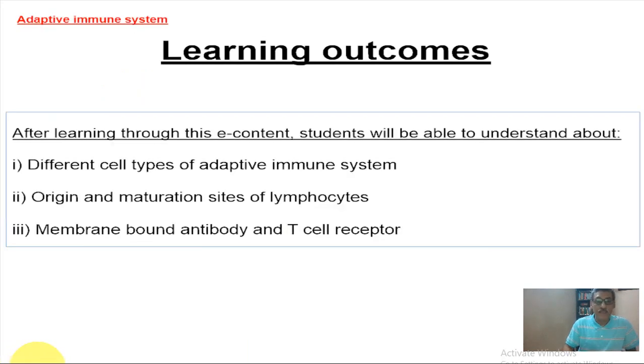In this lesson, we'll be learning about different cell types of the adaptive immune system, their origin and maturation sites of the lymphocytes, and membrane-bound antibody as well as T-cell receptor.